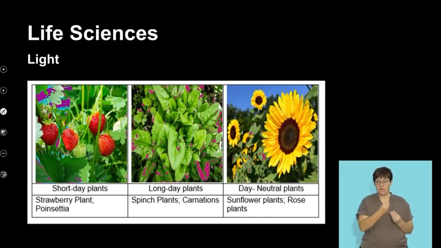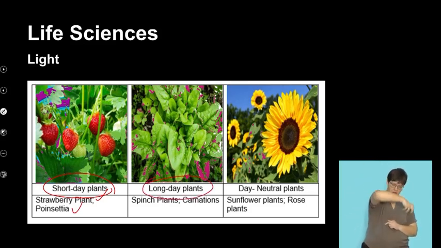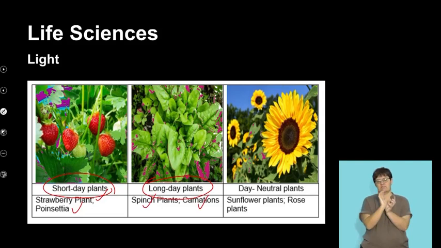Based on that, we have our short day plants, and these require shorter durations of exposure to light. Some of these include your strawberry plants as well as your poinsettia. The others would be long day plants, so they require long exposure to light. Examples of these include the carnations and some of your spinach plants.